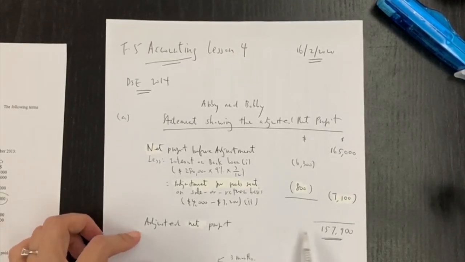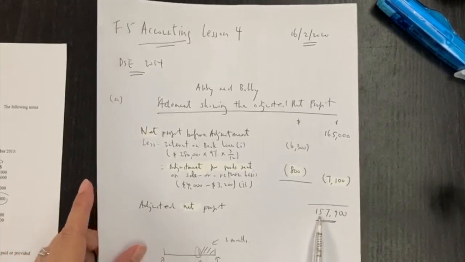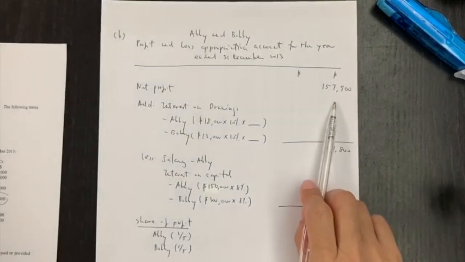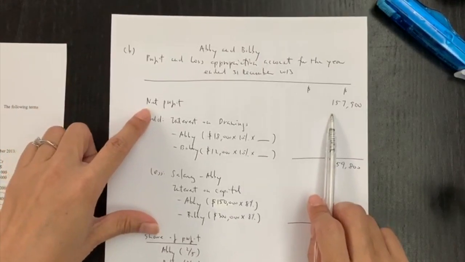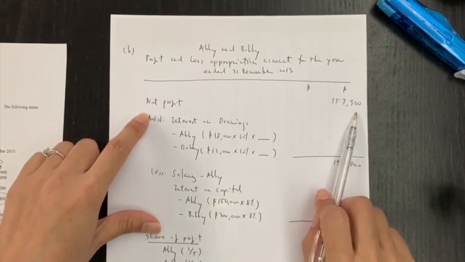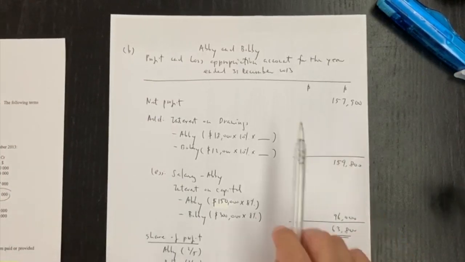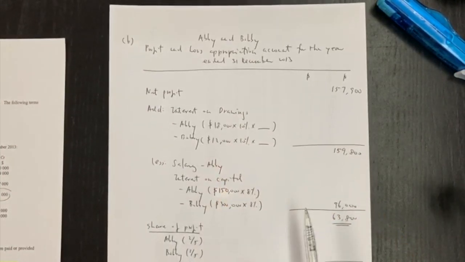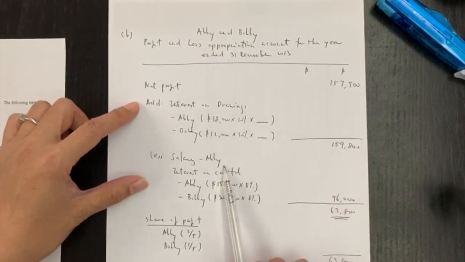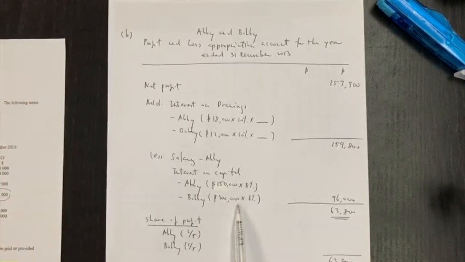We get the adjusted net profit after correcting all the mistakes, and then we are going to carry this forward into part B. So net profits. Now this time, no mistakes or errors are included in net profits. This is the profit and loss account. We always have these three things: add interest on drawings, minus salary to partner, and then we have interest on capital. Remember that from the previous lessons.